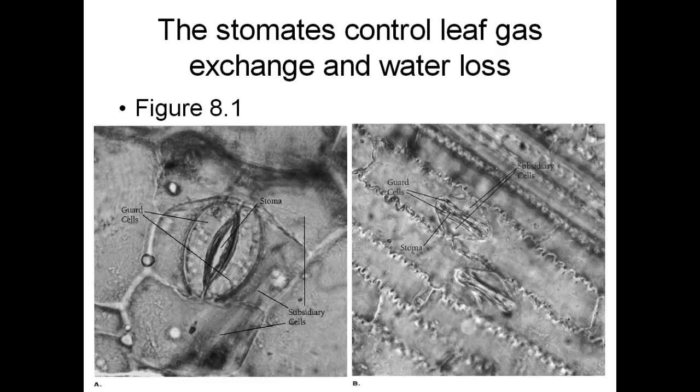Okay, so we got a plant, it's got plenty of water, stomates are open, it's losing water, and as it's losing water, CO2 is going in. And there's all sorts of different kinds of stomates. The stomate basically is composed of these things called guard cells. The opening is actually called the stoma, the hole.